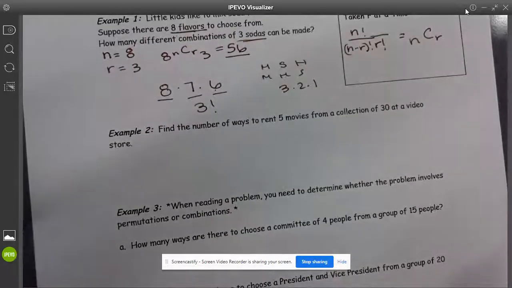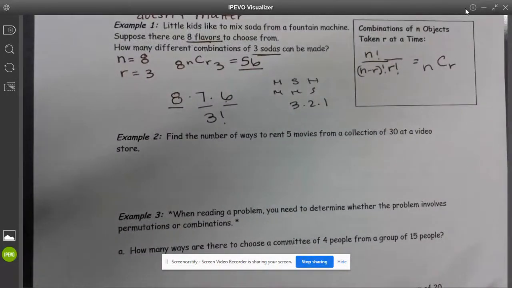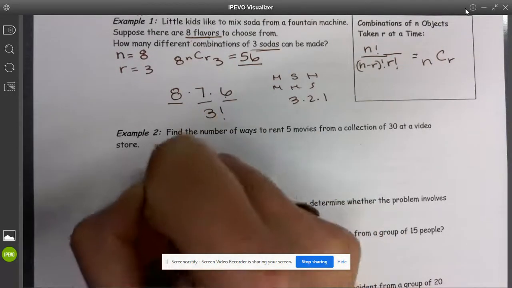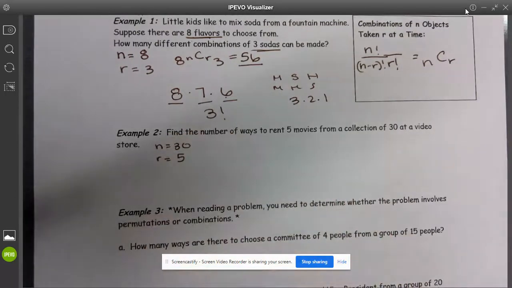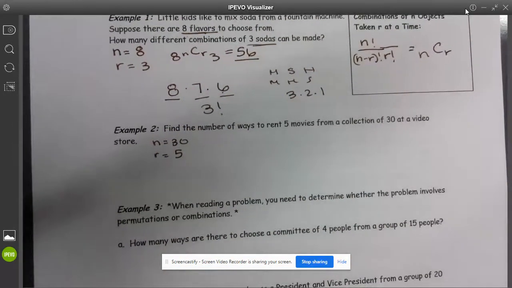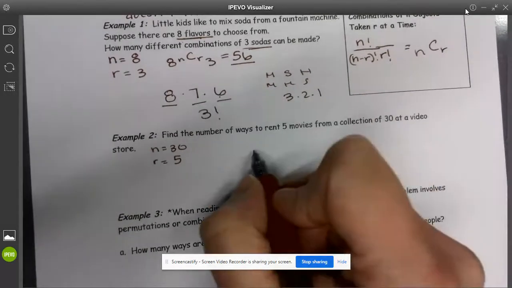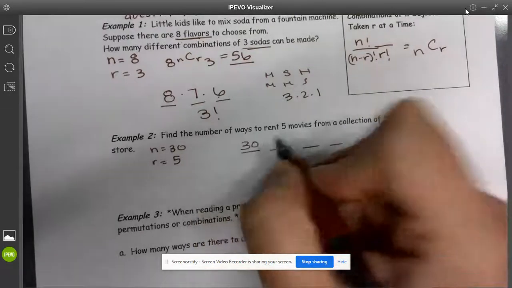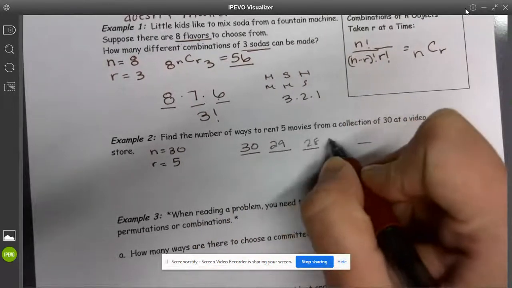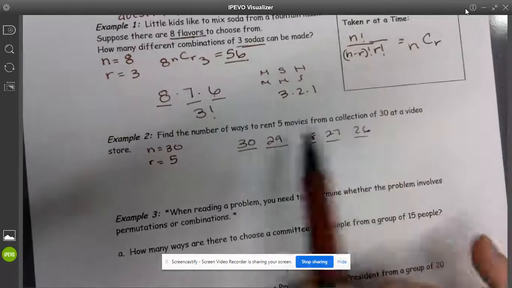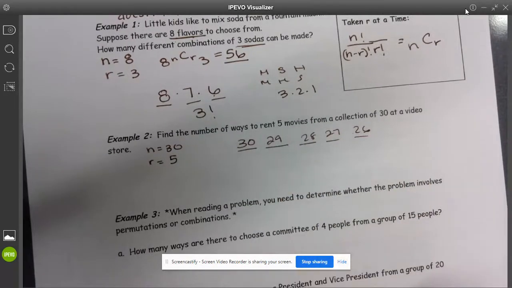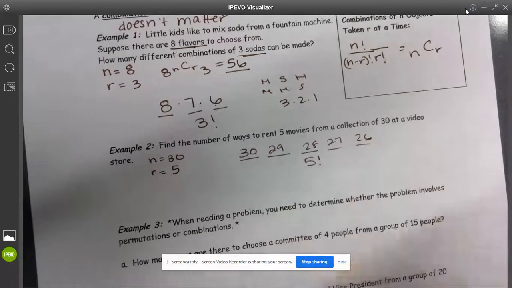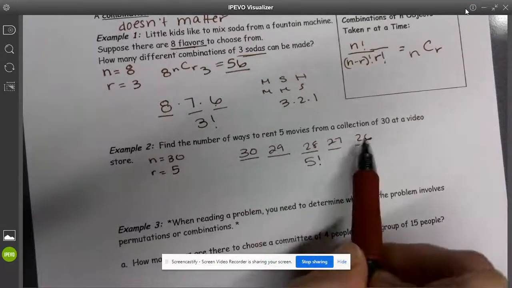Example 2 says, find the number of ways to rent 5 movies from a collection of 30 at a video store. So if we have 30 movies and we're taking 5, which I think I just saw today that they're closing family videos. So that's sad. You could do it this way, logically, like we've done. If you choose from 30 movies, then you have 29 for your next movie, 28, 27, 26. That's if order matters. If you're just putting 5 movies on the counter, the order doesn't matter, so you have to divide by 5, 4, 3, 2, 1. So it's like a permutation, and then you remove the repeats.